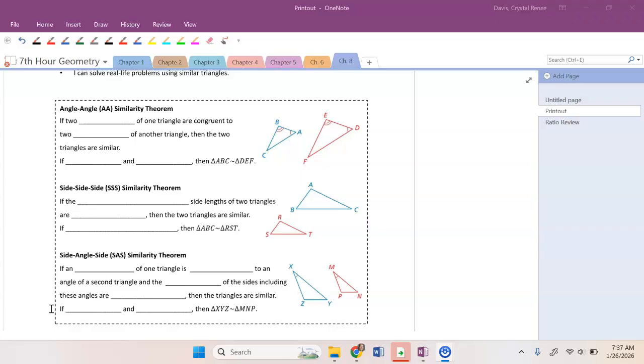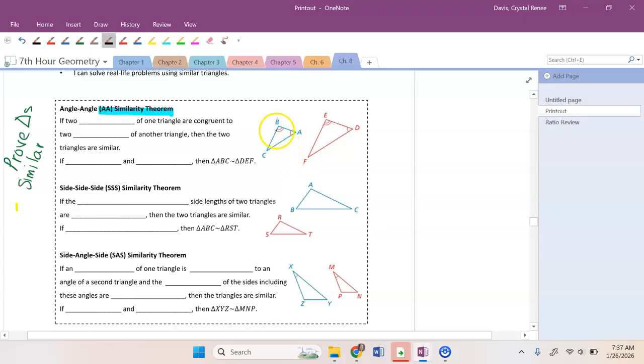All right, so these are the three theorems that we can use to prove triangles are similar. What we're trying to do in these sections is to prove triangles are similar. Remember, similar triangles is very different than congruent triangles. Similar means same shape, different sides. So the first and the easiest one is just the angle-angle similarity theorem, or we can do AA-sim. That's how I abbreviate it.